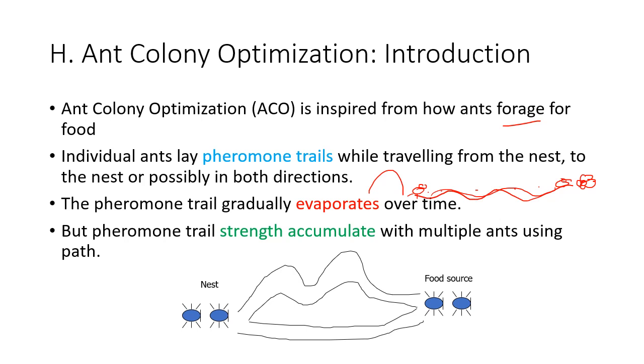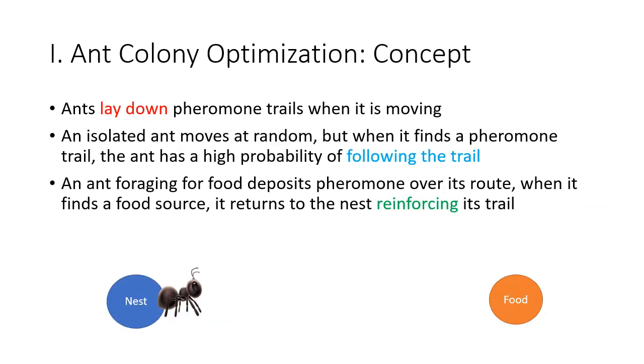Pheromone trail will evaporate gradually over time. However, the trail strength will accumulate when multiple ants are using the same path. Ants lay down pheromone trails when they are moving. An isolated ant moves at random, but when it finds a pheromone trail, the ant will have a high probability of following the trail. As an ant forages for food, it will deposit pheromones over its route.